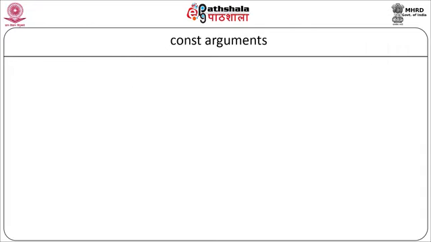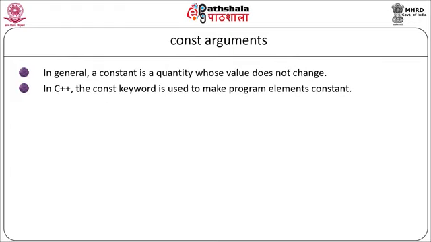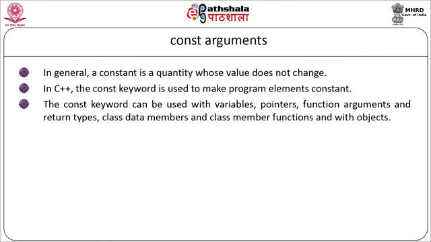Constant arguments. In general, a constant is a quantity whose value does not change. In C++, the const keyword is used to make program elements constant. The const keyword can be used with variables, pointers, function arguments and return types, class data members and class member functions, and with objects.